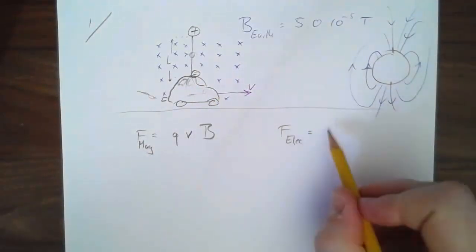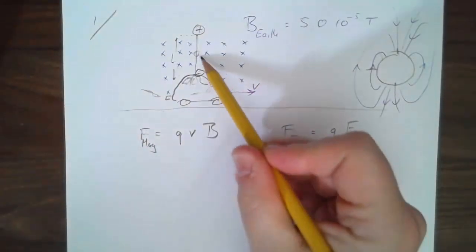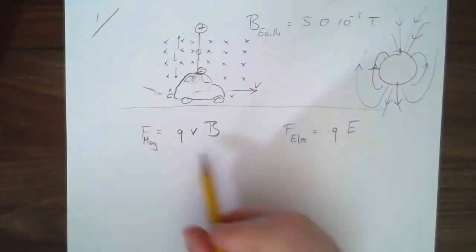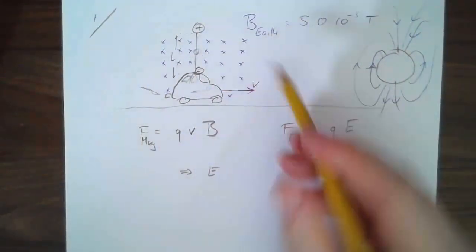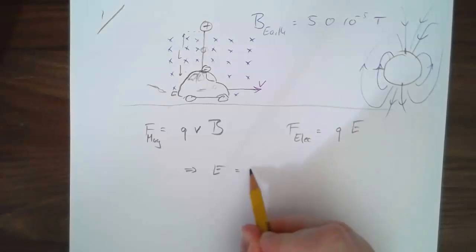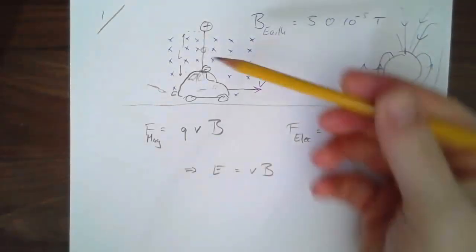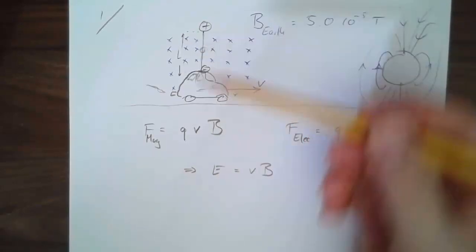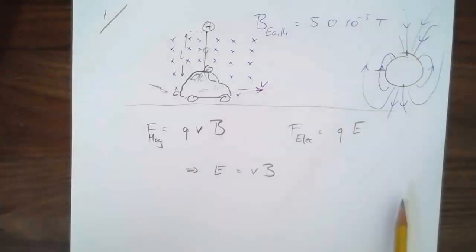The electric force is of course Q times the electric field. The electric field inside this conductor that we're going to need to stop any further motion of particles is going to be v times B, right? And if this is not true, then particles will keep moving and making the electric field stronger until it is true.